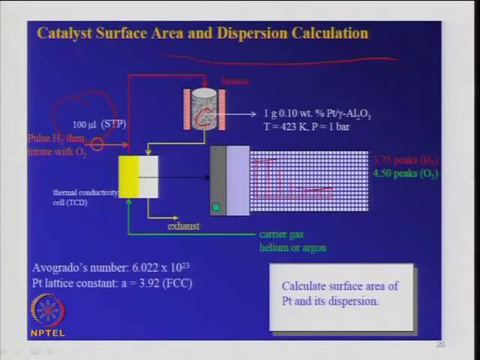So, for a given mass of the sample, say 1 gram, which has 0.1 weight percent of platinum on gamma alumina. This is the catalyst, 0.1 weight percent platinum on gamma alumina, and 1 gram mass of the catalyst has been taken and heated at 423 Kelvin. So, adsorption of this hydrogen at 423 Kelvin, and then you can find out the area of these peaks, which is written here: 3.75 peaks hydrogen, 4.5 peaks of oxygen. That is for different gases. So, pulse with hydrogen, then titrate with oxygen.